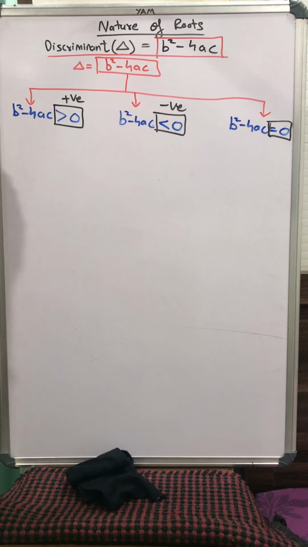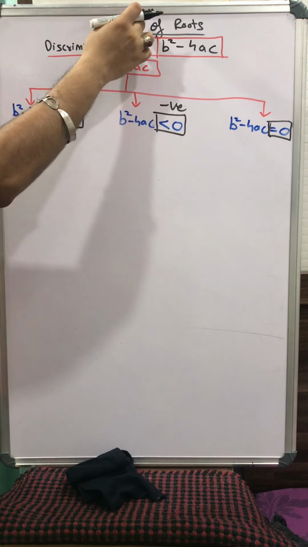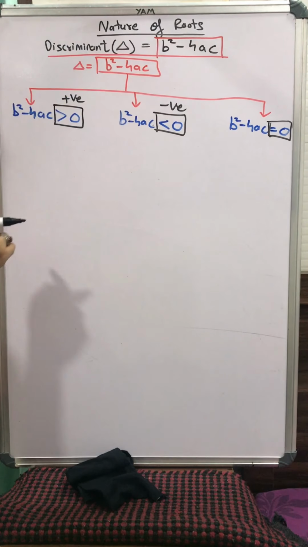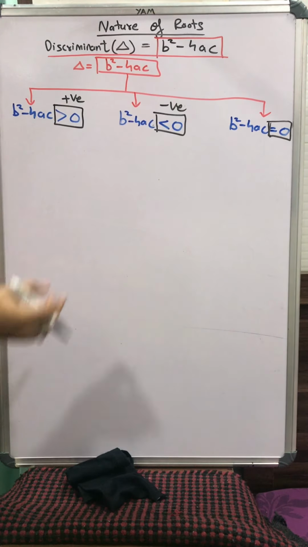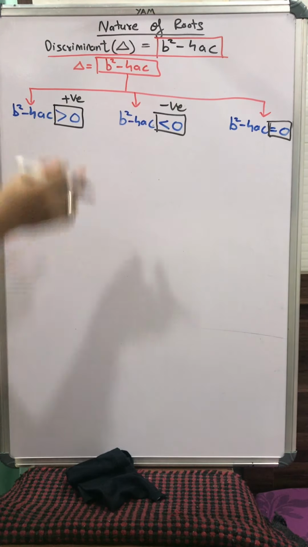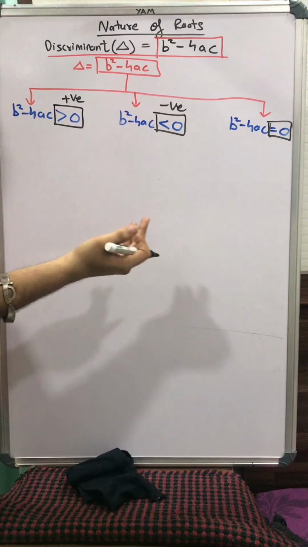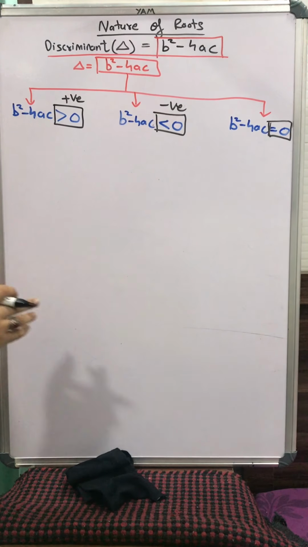So pay attention. The nature of roots depends upon the value of the discriminant. And how to find the discriminant? The formula is b square minus 4ac. There can be three possibilities: the value of b square minus 4ac can be greater than 0, positive, less than 0, negative, or it can be 0.